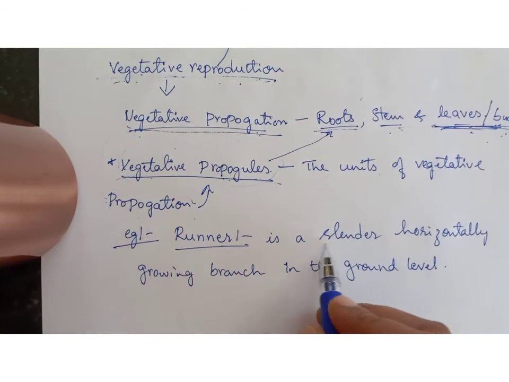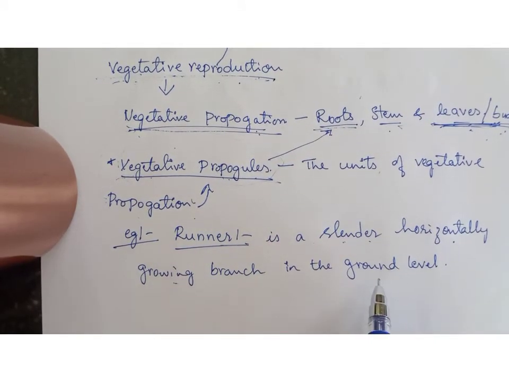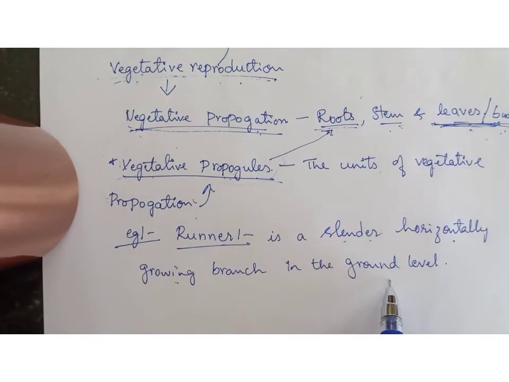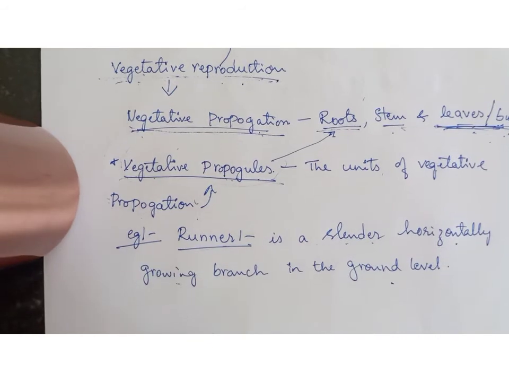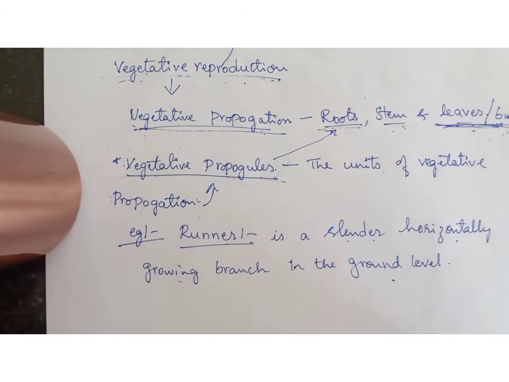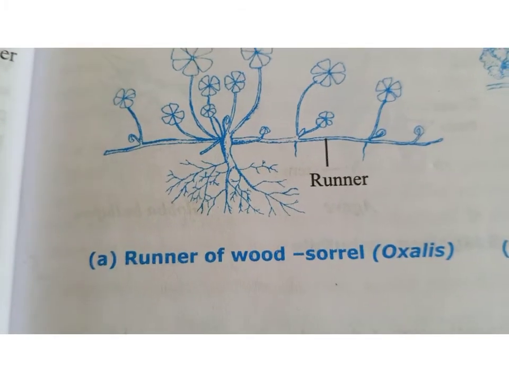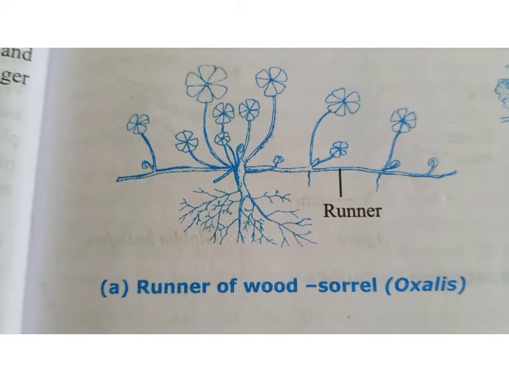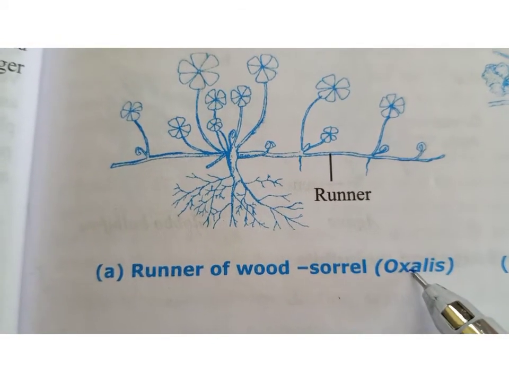A runner is a slender, horizontally growing branch at ground level. It arises as an axillary bud and creeps some distance away from the mother plant and then strikes roots. An example of a runner is Oxalis.